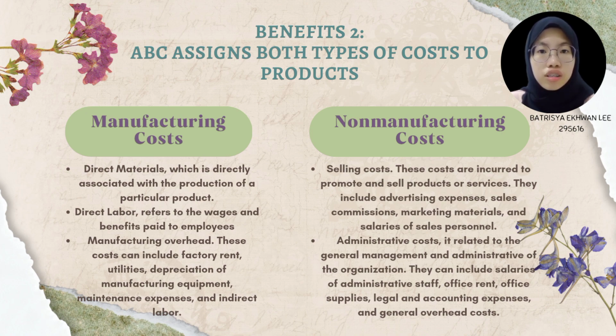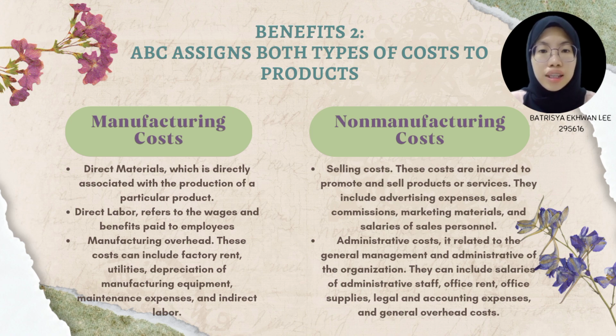Manufacturing costs include direct materials, direct labor, and manufacturing overhead. Direct materials are directly associated with the production of a particular product. Direct labor refers to the wages and benefits paid to employees. Manufacturing overhead costs can include factory rent, utilities, depreciation of manufacturing equipment, maintenance expenses, and indirect labor.